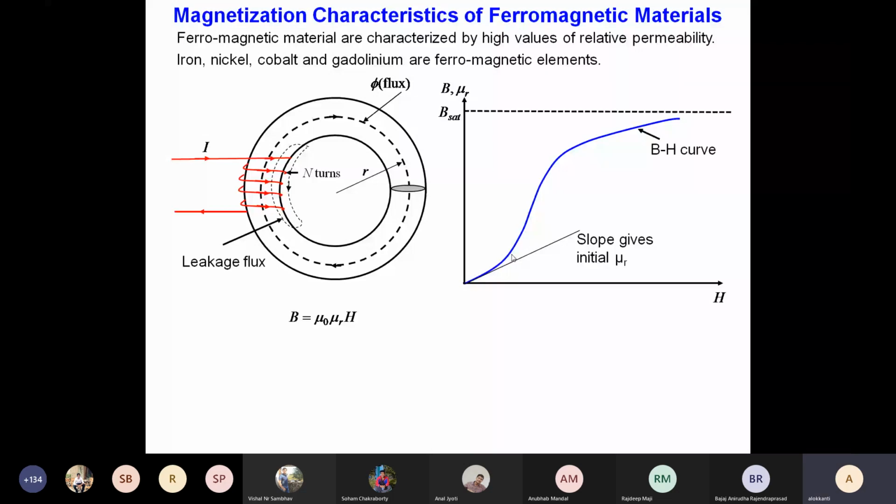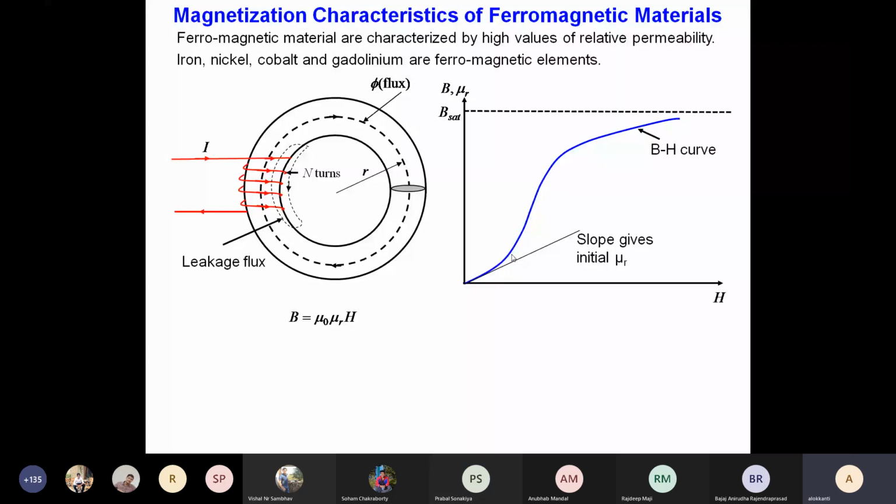Sir, in a medium of relative permeability mu r, H is related to B by mu naught mu r. Whatever it comes from the formula, B by mu naught mu r. It is just coming from that expression. No, sir, do we divide by mu naught or mu naught mu r? It will be mu naught mu r. Until and unless mu r is 1, both are there.